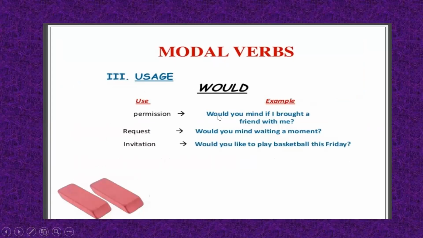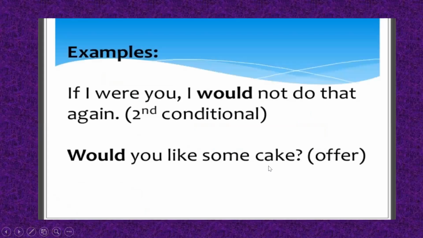Now, where do we use would, the past form of will? For permission. Would you mind if I brought a friend with me? Okay. Then we have request. Now, request is, would you mind waiting a moment? It's a polite request. Now, you also use would to ask for someone's choice. Would you like to have tea? Would you like to have coffee? So when you're asking for someone's interest, we use would. And if you are inviting someone, would you like to play football this Friday? So it's an informal and a polite way of asking permission, requesting an invitation.